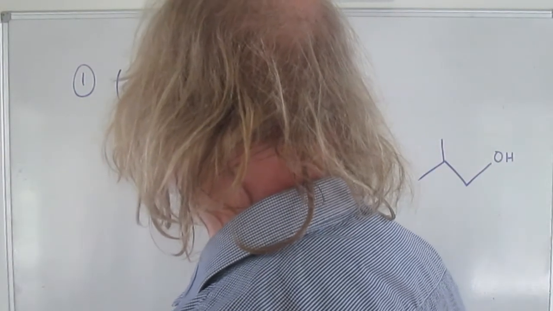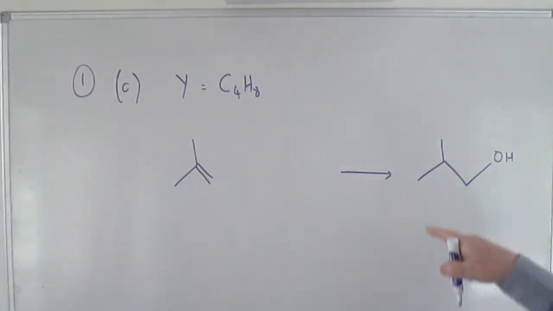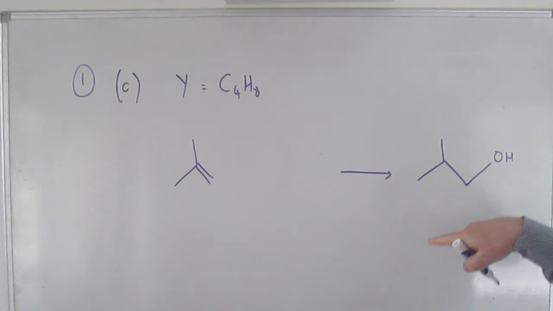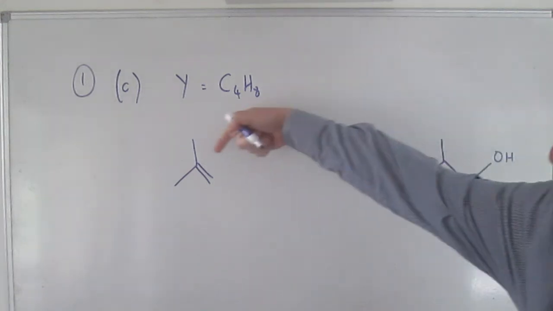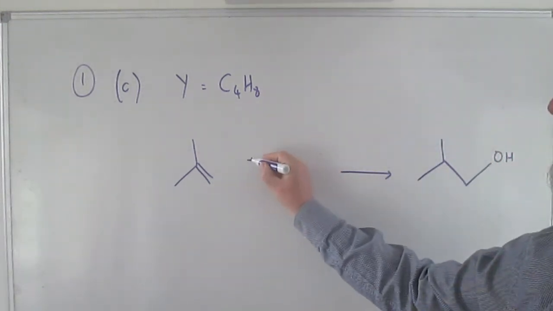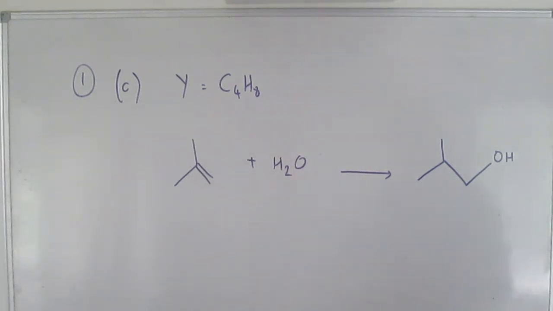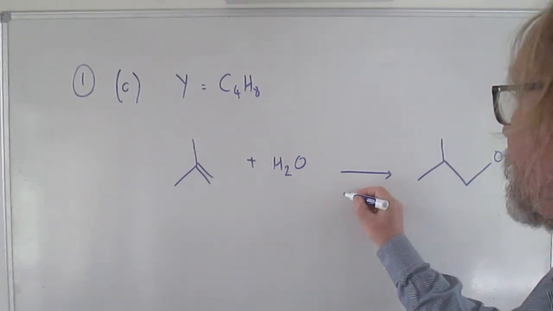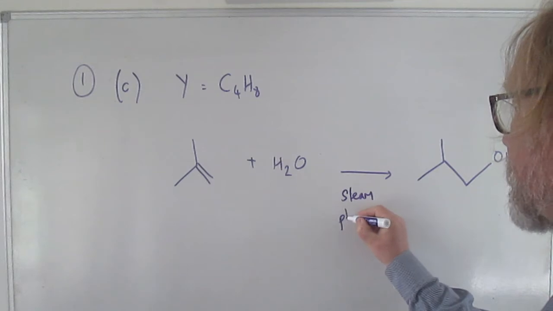So Y is going to be this, so it has the same carbon framework as 2-methylpropan-1-ol, but instead of a single bond here, it has a double bond here, so that it can add H to that end and OH to this end to give you that product. So the reaction is plus H2O. Okay, so that's the equation that you need, and then the conditions for that are that you need steam and you need a phosphoric acid catalyst.